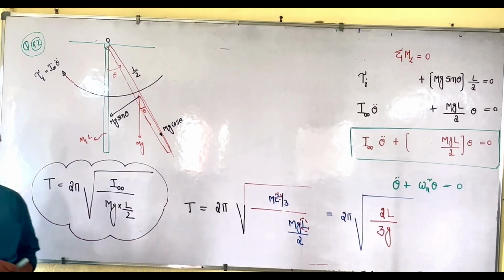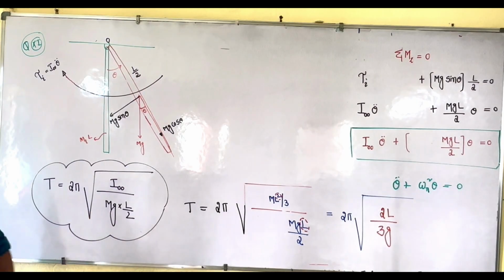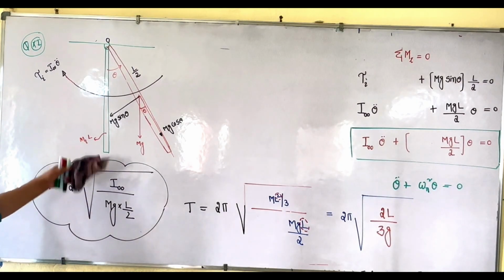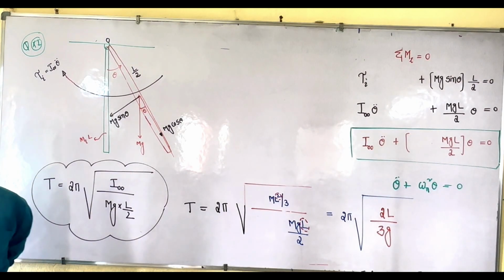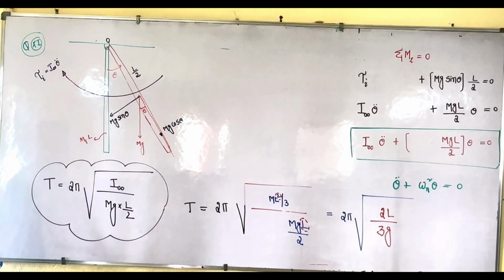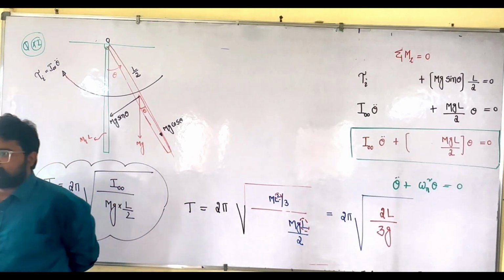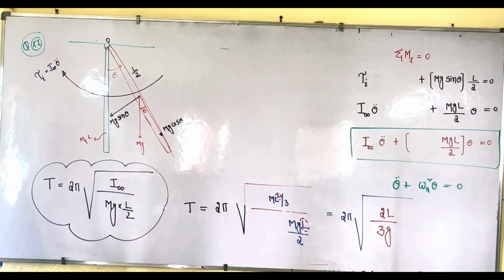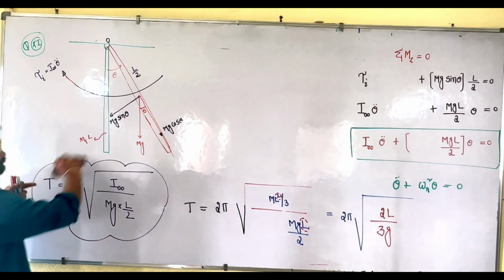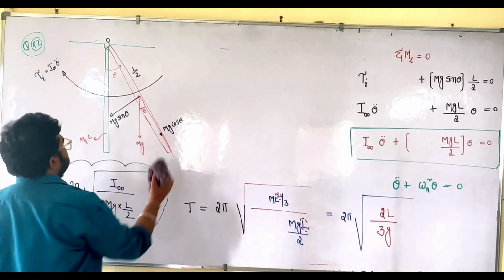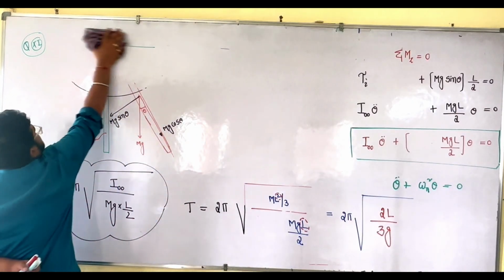Double pendulum, compound pendulum. This is the question from compound pendulum. How many pendulums in the syllabus? Simple pendulum, compound pendulum and conical pendulum. Total 3 pendulums. Circular motion in conical pendulum. Completed. Next.